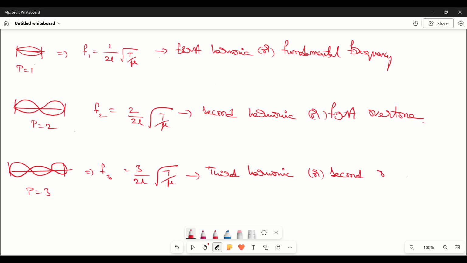In this way we can represent the harmonics as well as overtones based on the number of loops formed across the string.